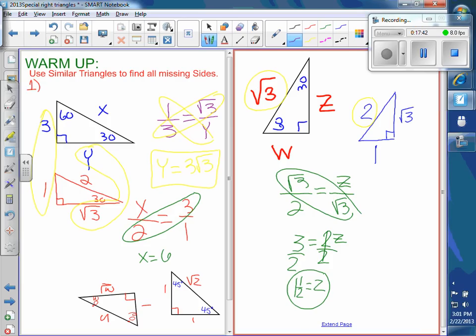Now for the second value, for w, what are you going to do? Square root of 3 is compared to 2, and then w is compared to 1. Square root of 3 still compares to 2, as w compares to 1. So cross multiply and you get 2w equals the square root of 3. So it's the square root of 3 over 2. I got that, but I forget how I did it. Well, you did it twice. Okay, I'll remember.